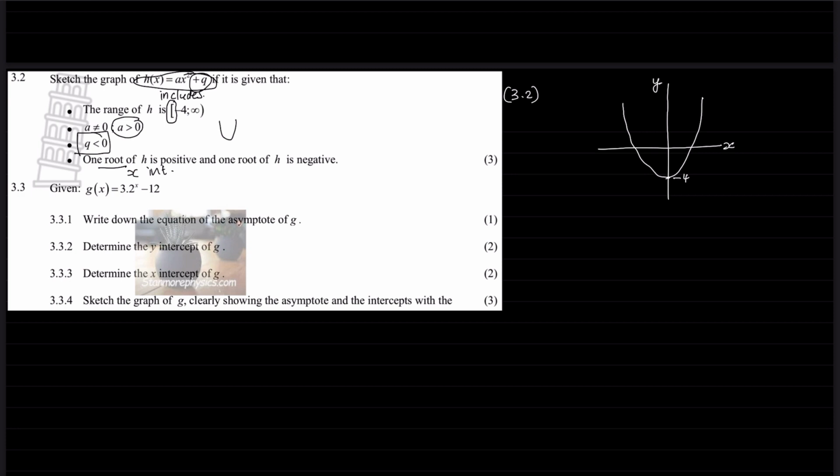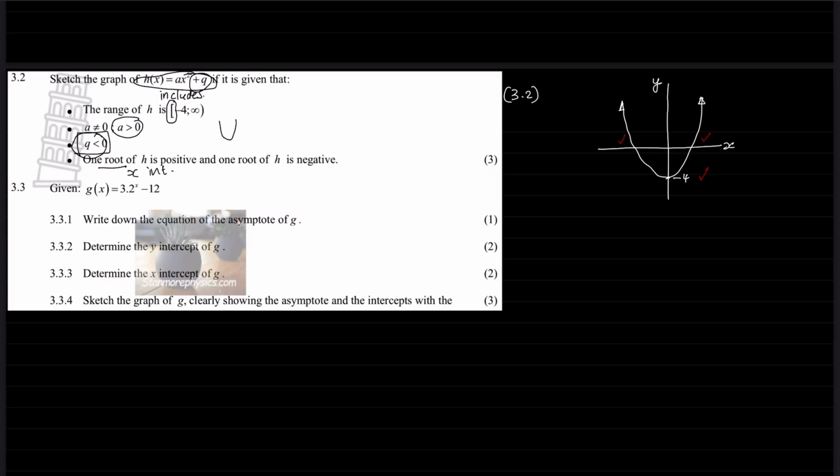Let's check if everything else then falls into place. Is the y-intercept negative here? Yes, the y-intercept is negative. Do we have one root being positive and one root being negative? Yes, we do. We have a positive root here and we have a negative root here. Does the graph continue all the way up to infinity? Yes, it does. So that's our answer.